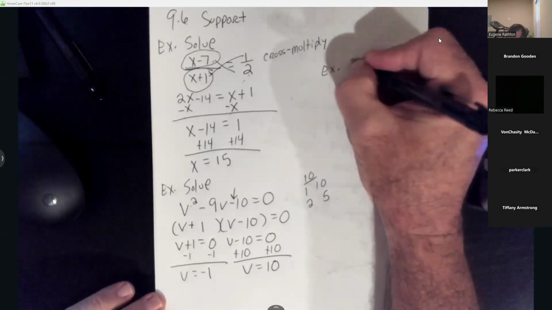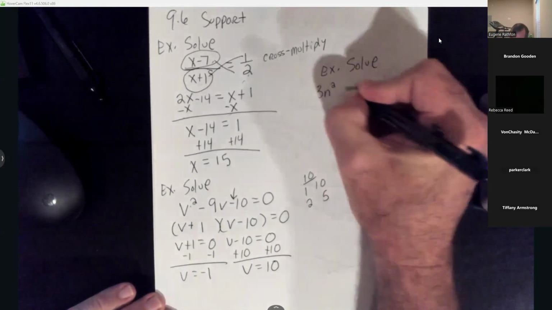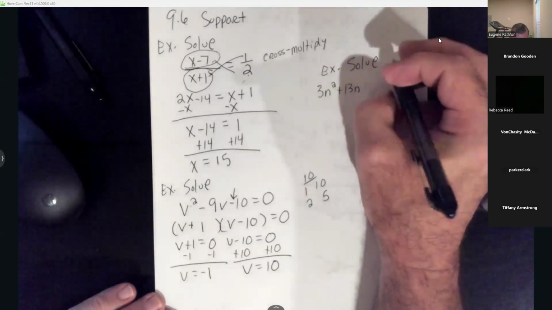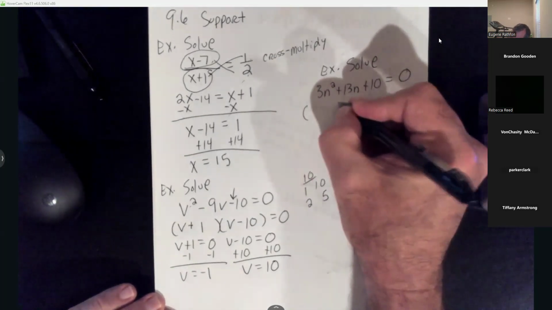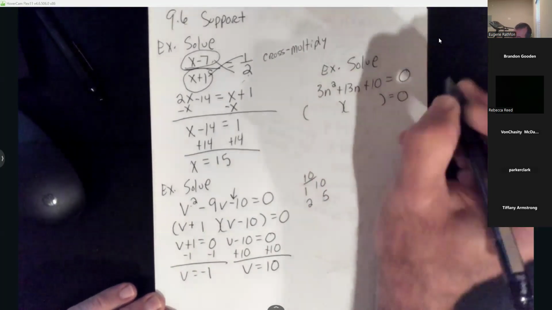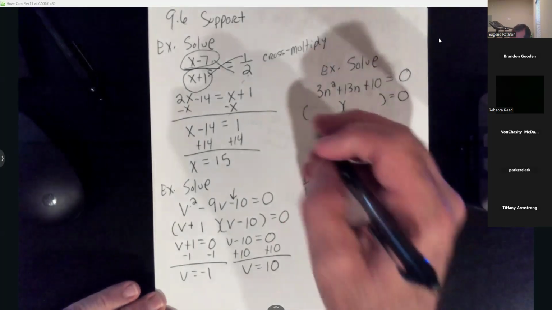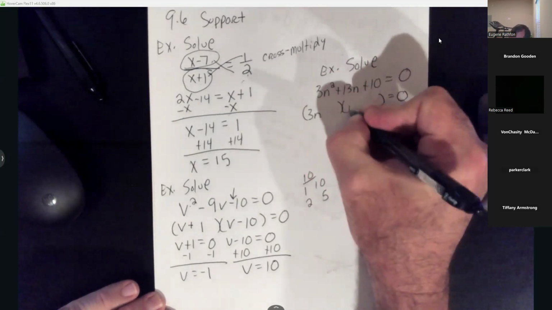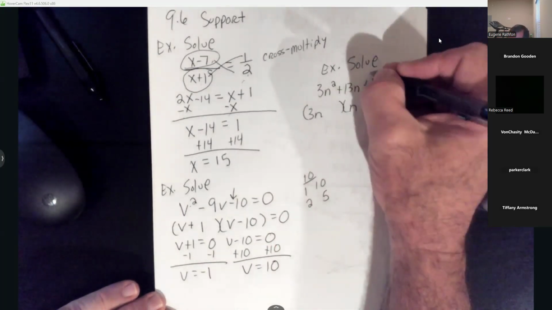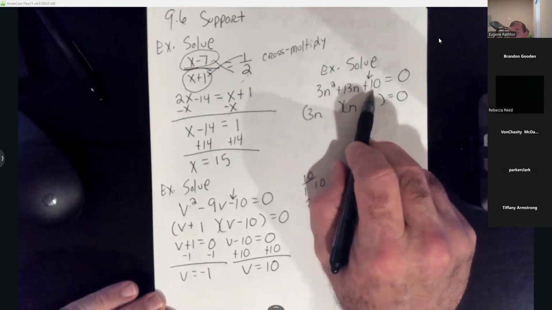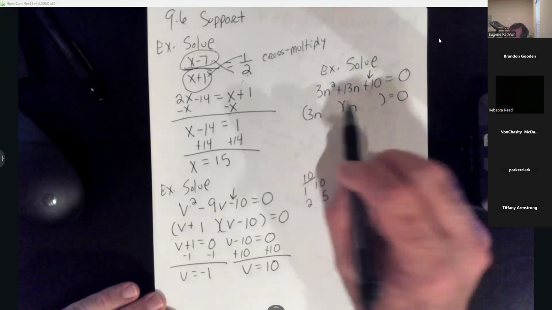All right, y'all, then the last one was another solve. Now mine has a 3n squared plus 13n plus 10 equals 0. So this time I got a 3n squared. So that'll be a 3n times an n. The only factors of 3 are 3 and 1, so you got to make a 3 and a 1 in front. All right, look at this. The last number is positive. When the last number is positive, both of these factors will be positive like the middle.